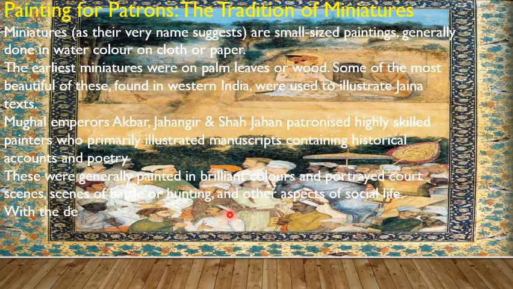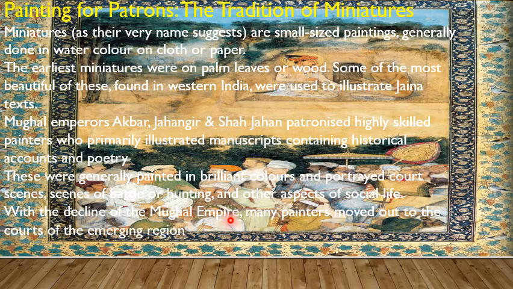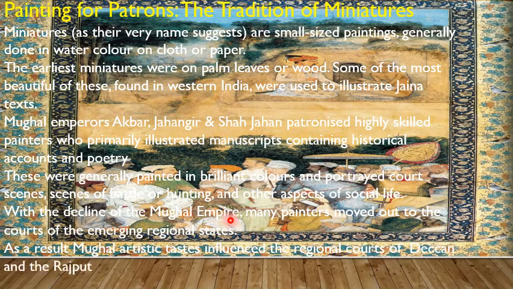With the decline of the Mughal Empire, many painters moved out of the Delhi capital to the royal courts of the emerging regional states. As a result, Mughal artistic taste influenced the regional courts of the Deccan and the Rajput courts of Rajasthan. So after the decline of the Mughal Empire, these paintings were transformed at the regional level in the Deccan and the Rajput courts of Rajasthan.